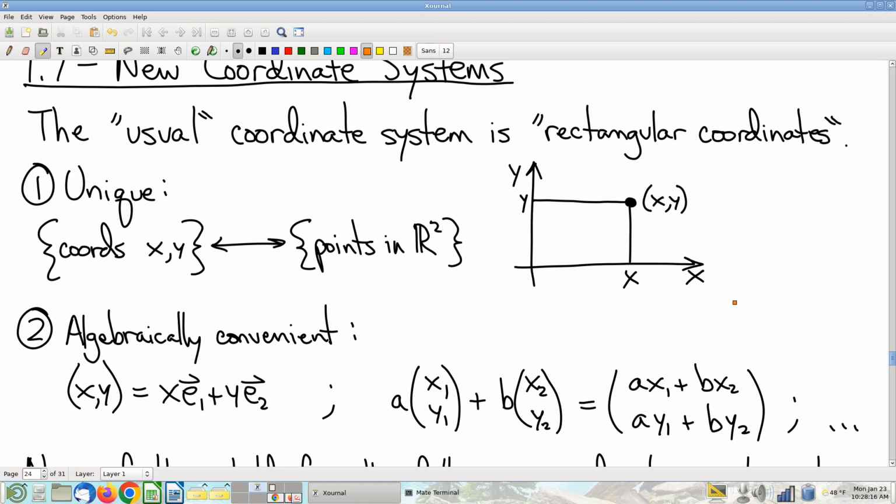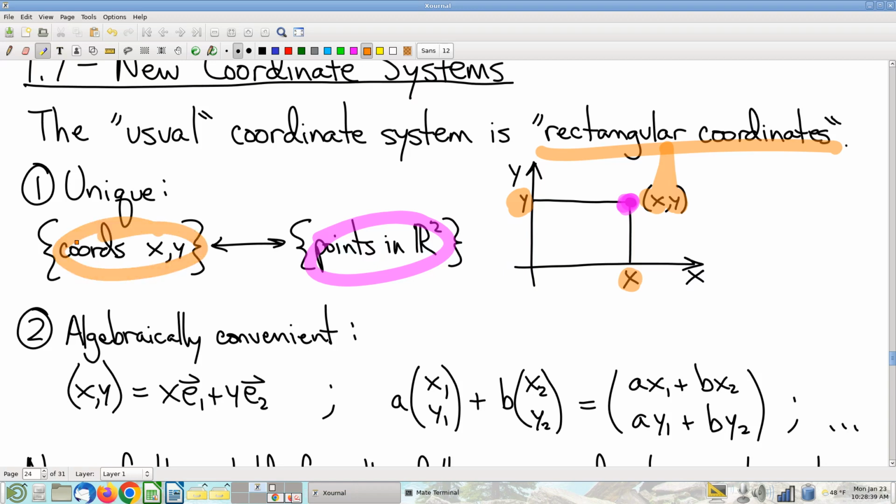Usually when we talk about points in the plane, we talk about their rectangular coordinates. And rectangular coordinates are exactly what you think they are. They're the coordinates x and y. Right, so these are the rectangular coordinates for a point in space. For every point in the plane, we have correspondingly rectangular coordinates, and vice versa. For every pair of rectangular coordinates, we have a point in the plane, and it's a one-to-one correspondence. So another way to say this is that rectangular coordinates are unique. They're unique because for any one of one, there's exactly one of the other, and vice versa.